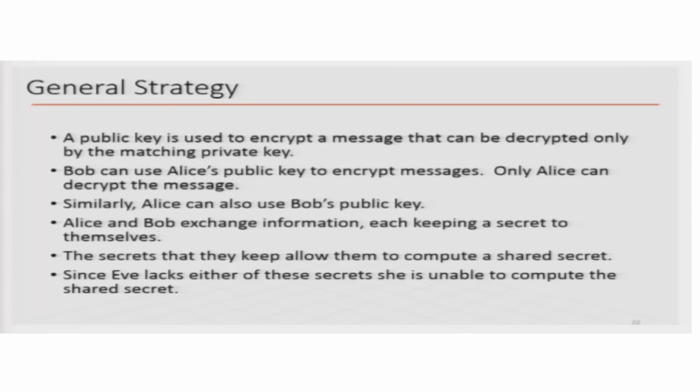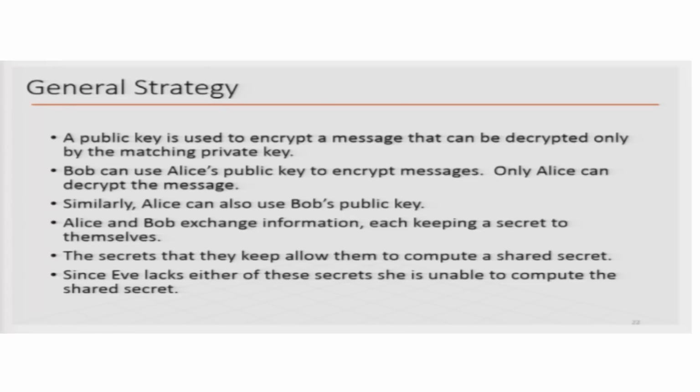The public key is used to encrypt a message that can be decrypted by the matching private key. So, Bob can use Alice's public key to encrypt messages sent to Alice. Alice is the only one who has the private key, so she can decipher the message, and Alice can also use Bob's public key to send a message back to Bob. Alice and Bob can exchange information, each keeping a secret to themselves, and the secrets they keep allow them to compute a shared secret. Since Eve does not have any of these secrets, she is unable to compute the shared secret.